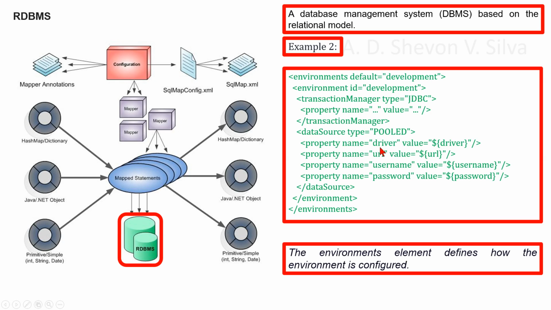Here you can see the driver property name. This is the fully qualified Java class of the JDBC driver, not of the data source class if your driver includes one. URL, this is the JDBC URL for your database instance. Username, the database username to log in with. Password, the database password to log in with.